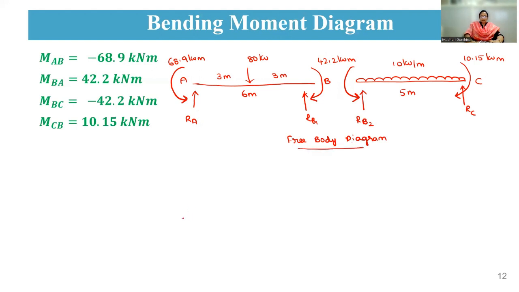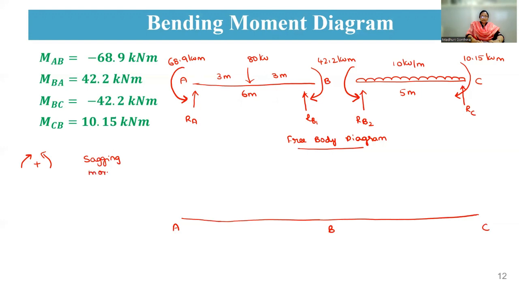Coming to your bending moment diagram, I am drawing A, B and C. Coming to this AB span, first we will take the external load and the reaction part only, so it is looking like a simply supported beam. For a simply supported beam, you are going to have the sagging moment, that means it is positive. As it is a point load at the center, we have a triangle of WL by 4, which is 80 into 6 by 4, that will be equal to 120 kilonewton meter, which is positive.